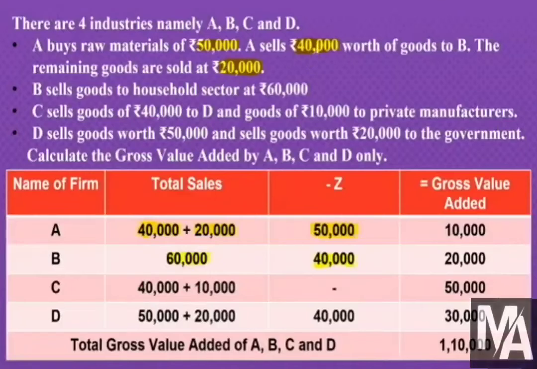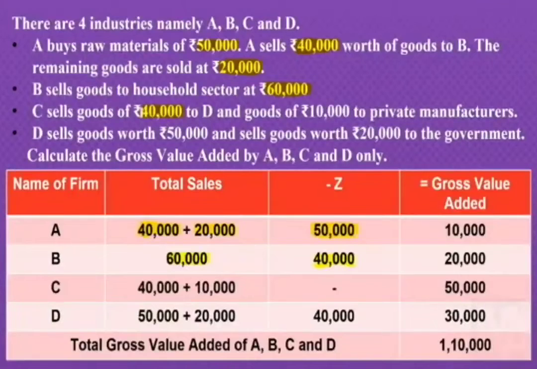Remember, B used 40,000 worth of goods from A and has created 60,000 worth of goods. So with that, we complete this second sentence as well. This third sentence, C sells goods of rupees 40,000 to D.